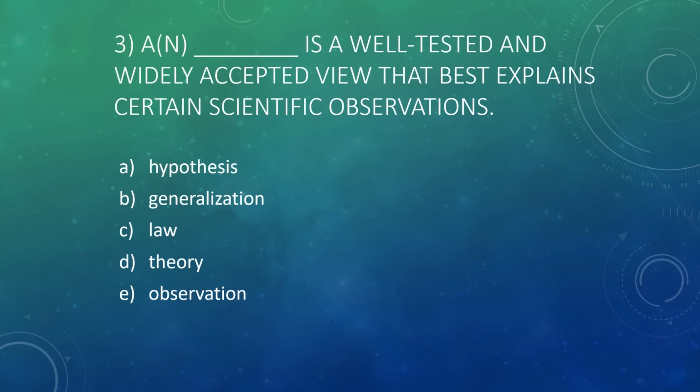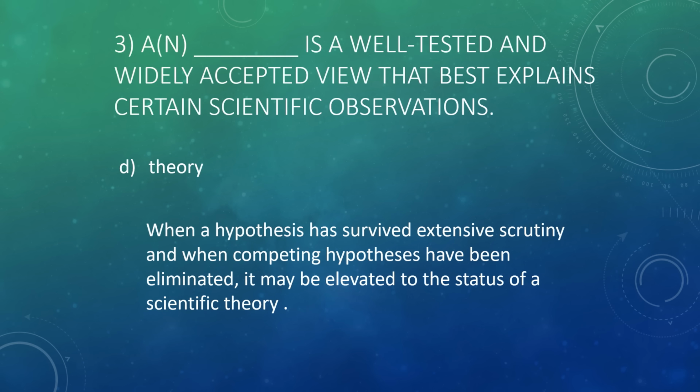Question number 3. A or an blank is a well-tested and widely accepted view that best explains certain scientific observations. Take a moment to pause the video and return when ready. The answer here is a theory. When a hypothesis has survived extensive scrutiny and when competing hypotheses have been eliminated, it may be elevated again to that status of being a theory.